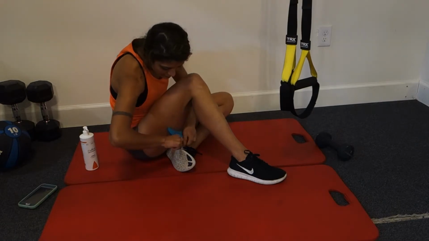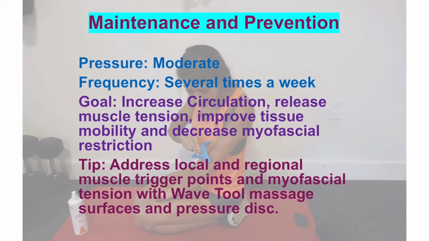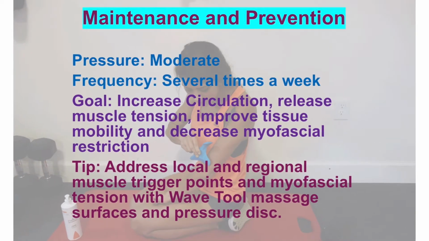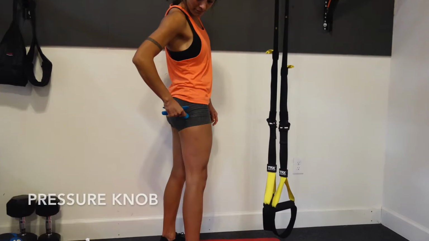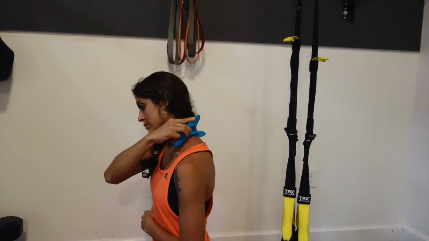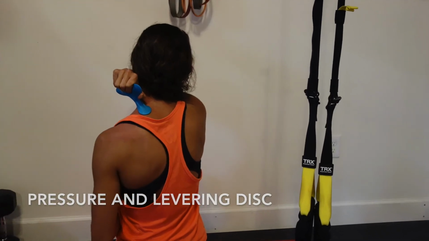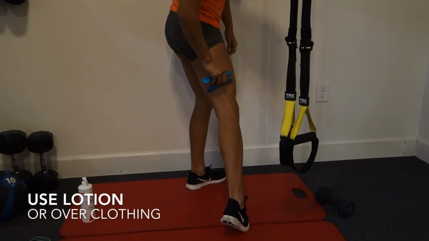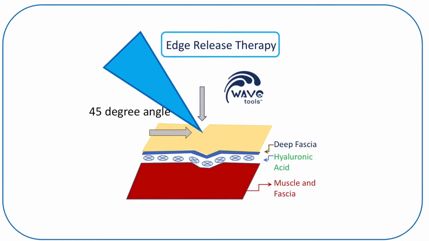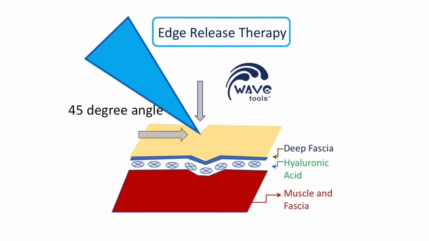to injury. With maintenance, as well as with all wave tool treatment, remember to treat local and regional trigger points in myofascial tension. You can do this with the pressure knob, the massage surface, and the levering disc. With the wave tool, remember to always use lotion and to use the edges at a 45-degree angle, pushing through the tissue like you are plowing snow.